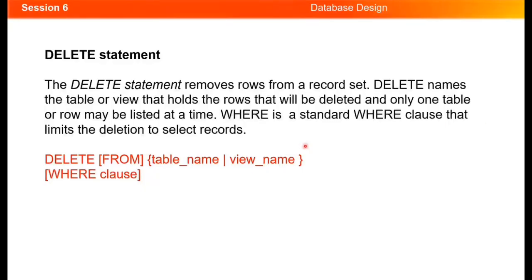The delete statement removes records or rows from a table. Delete names the table or view, and again, a view is like a table, it's a virtual table. But delete names the table or view that holds the rows that will be deleted, and only one table or view may be listed at a time. The where clause, that's the standard where clause, and it limits the deletion of the record set. So you don't have to delete every single record. You can just delete records where a certain condition is true.